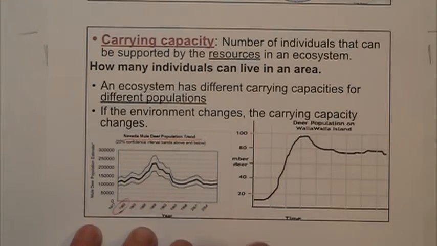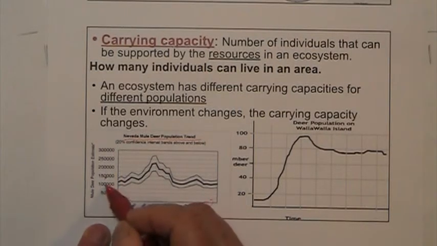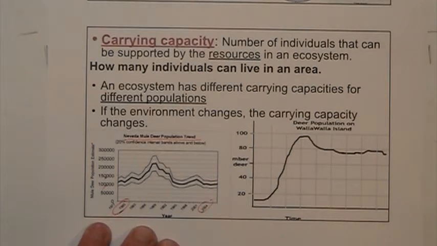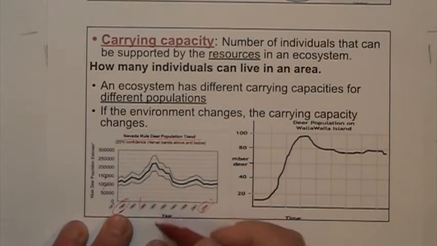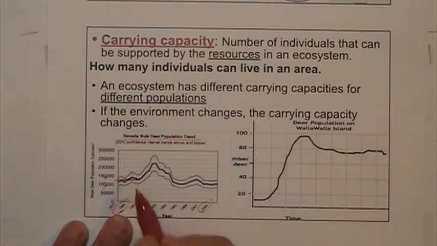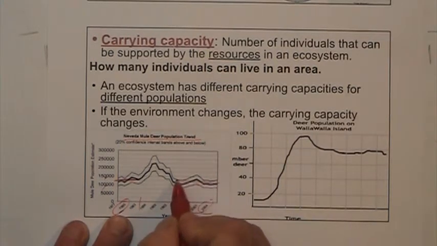So this is data from 1980 to 2004. And notice the mule deer population was between 100,000 and 150,000. If you look at the blue curve here, the carrying capacity for this first set of years was someplace around here. It's never going to be a perfect shape because populations fluctuate. For this section over here, between 95 and 2004, the carrying capacity is someplace around this value.